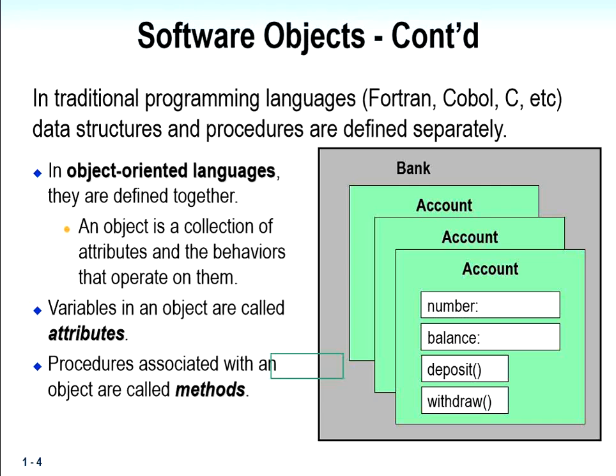Now here you can see same thing. It is written in on a better explained way. You have your withdraw, you have your deposit, balance and number. They are all attributes and behavior. It is one account, you have one more account, you have one more account, and all that account is kept in a bank. So the object is a collection of attributes and a behavior that operates on them. So variables in an object are known as attributes, and the procedure associated with an object are known as methods.